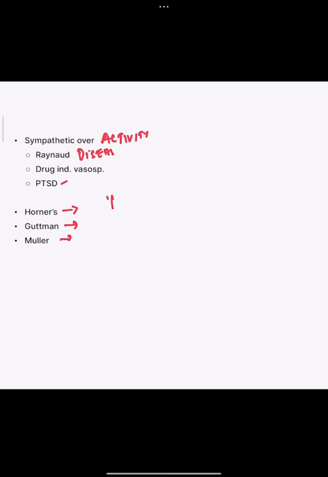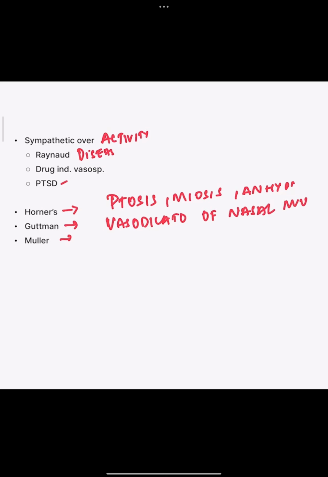What is Horner's syndrome? Horner's syndrome is nothing but ptosis, miosis, and anhidrosis. Whereas Guttmann's sign means what? Vasodilation of nasal mucosa. Or Müller's sign is what, guys? Vasodilation or hyperemia of the tympanic membrane.